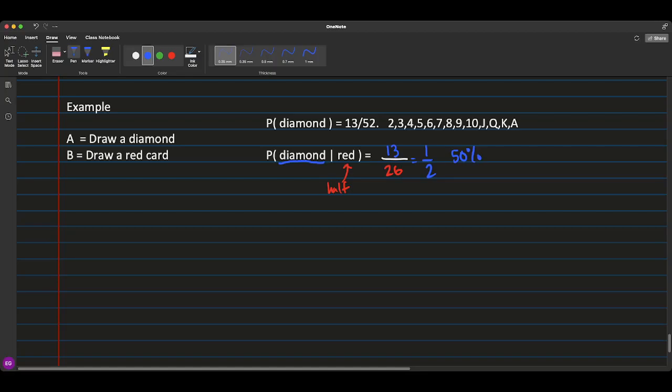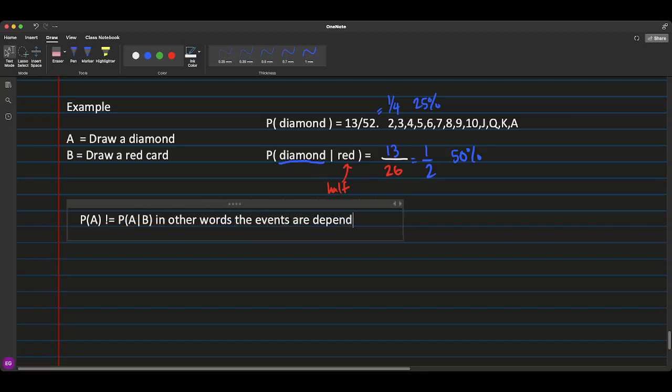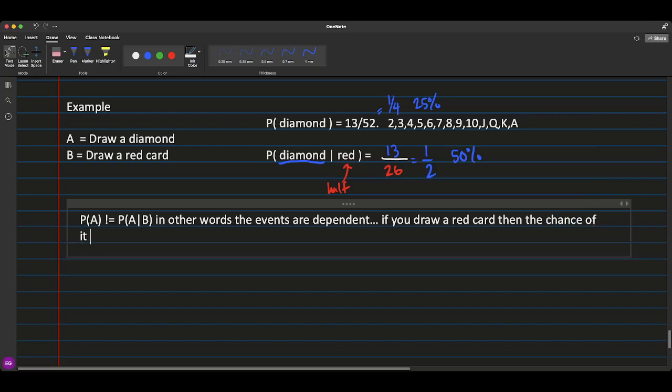The probability of drawing a diamond is 13 out of 52, which, if you reduce that, is 1 out of 4, which is 25%. Notice that these are not the same. The probability of A, in this case, is not equal to the probability of A given B. In other words, the events are dependent. If you draw a red card, then the chance of it being a diamond is increased.